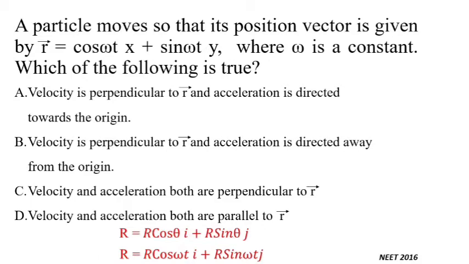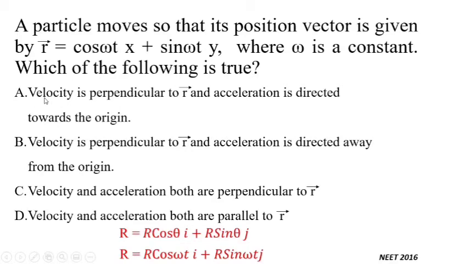Just by looking at this equation, one should understand that this is the equation for circular motion. Next it is given that omega is constant, that means it is a clear case of uniform circular motion. For uniform circular motion, which of the following is true? So out of these four options, which one is true, we need to find out.